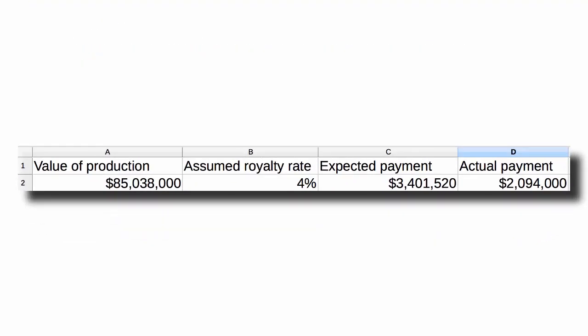Having populated our spreadsheet with the relevant pieces of information, we are now in a position to compare the expected royalties with what was paid. It's clear there is a substantial shortfall of $1,307,000. In order to establish why this was the case, Global Witness wrote to Avocet to request an explanation. Avocet stated that as of December 2015, it had paid $2 million in royalties, and that the remaining $1.3 million was recorded as a liability and was paid in 2016.